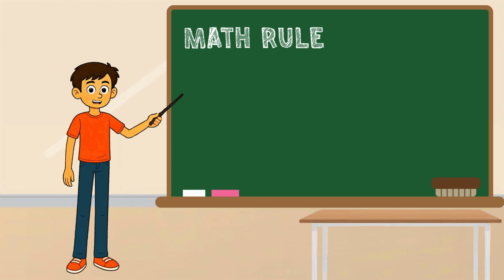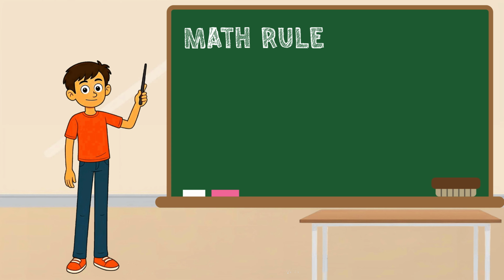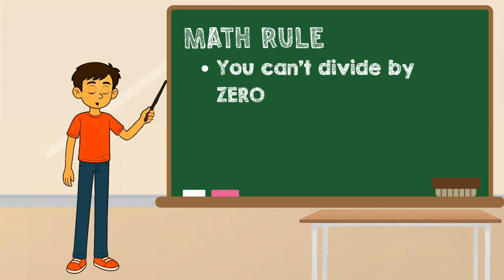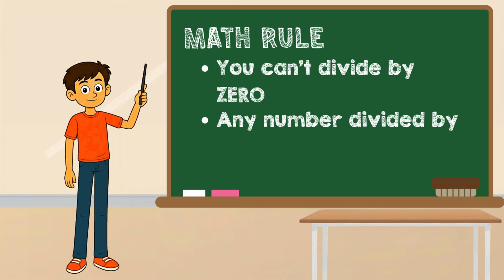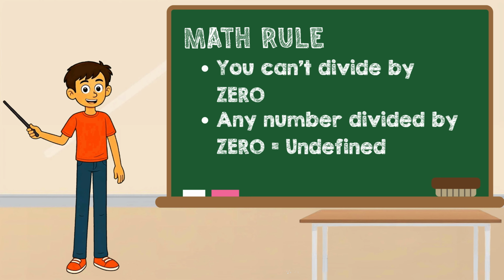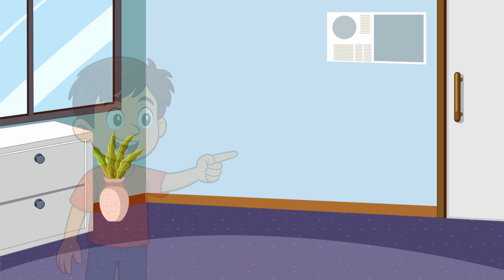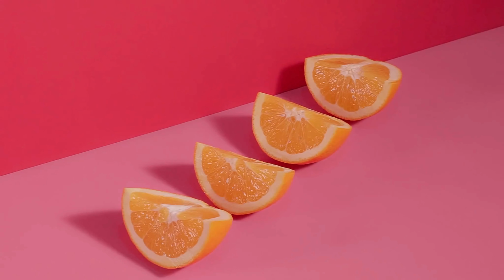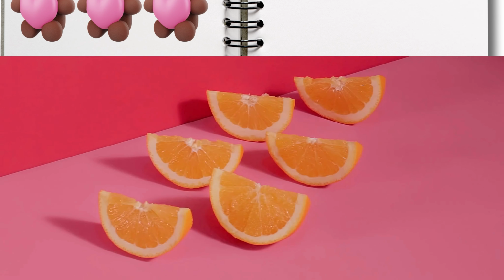Let's pop back to the blackboard. We'll write, you can't divide by 0. Then underneath, any number divided by 0 equals undefined. That's a rule you can keep forever. Okay, back to the fun. Let's play a quick sharing game. I'll give you a problem, and you think of the answer.